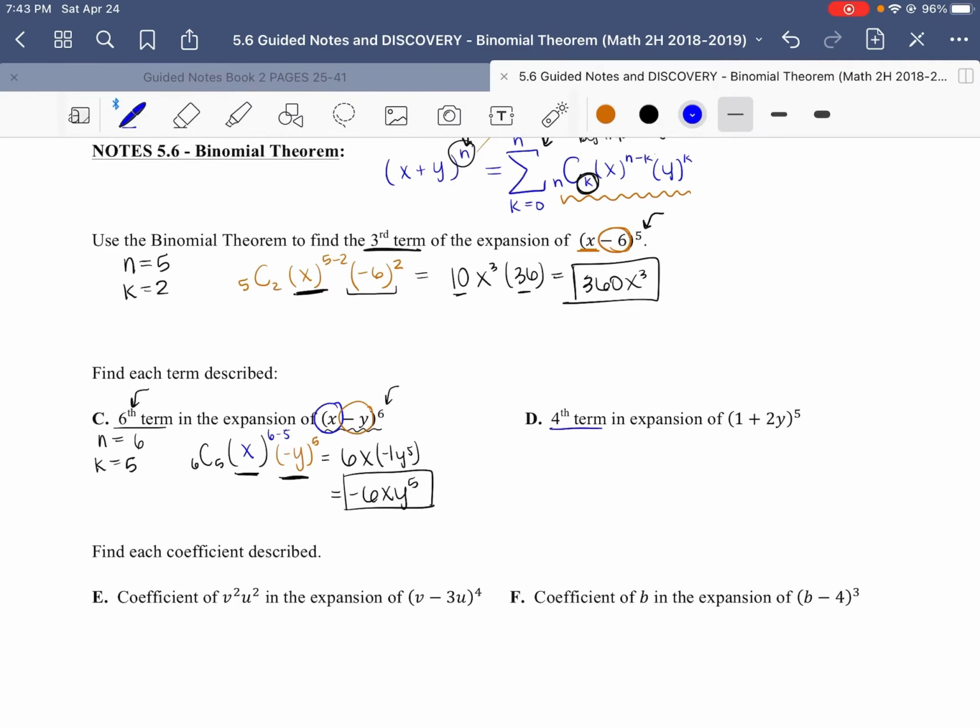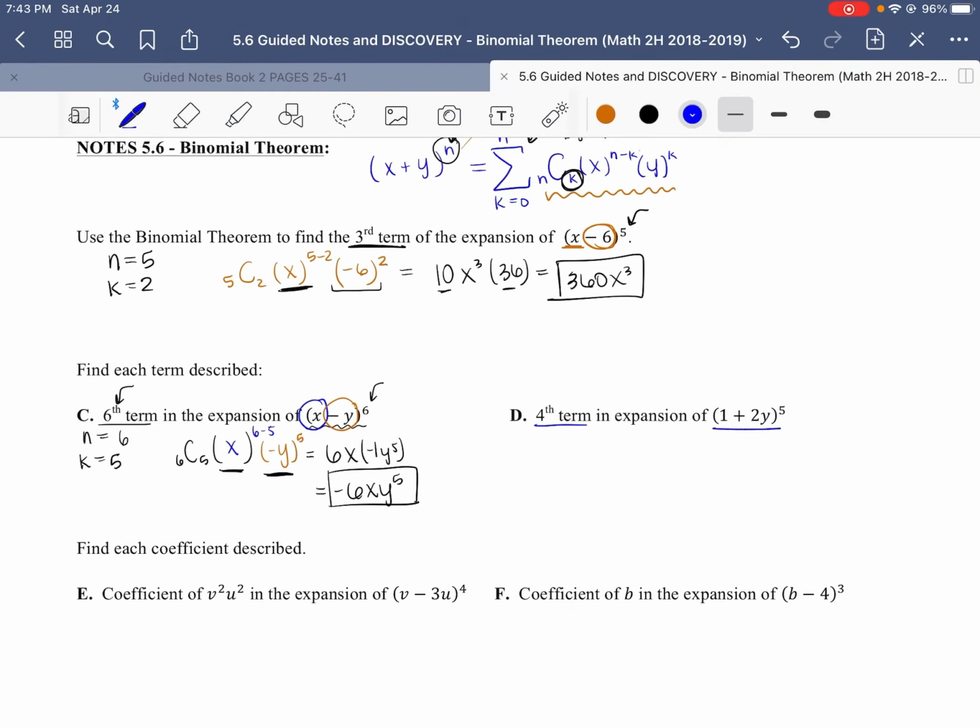Let's try another one. D says find the fourth term in this expansion, x plus 1, 2y to the fifth. So again, I look at this and I say n is equal to 5, because that's the power it's raised to. If I'm trying to find the fourth term, k is 1 less than the term I'm trying to find, so k will be equal to 3.